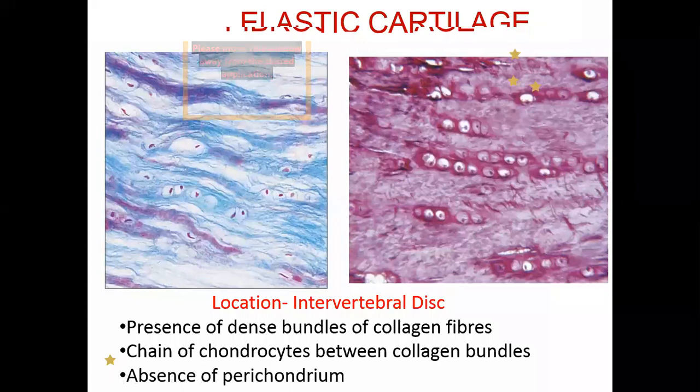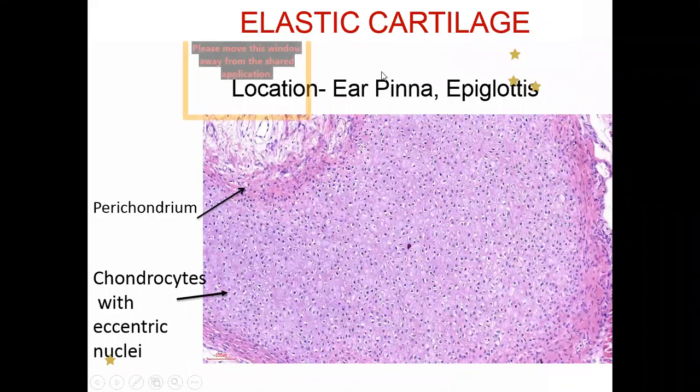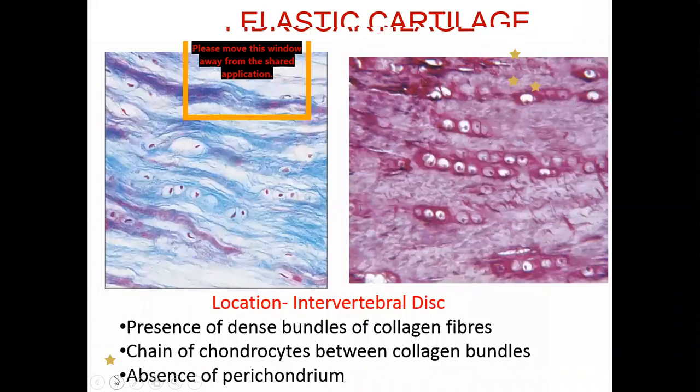Doctor, we didn't mention ear pinna here. I think I said ear pinna and epiglottis. Elastic cartilage examples: both with the e's, ear pinna and epiglottis. Yes, we finish next.